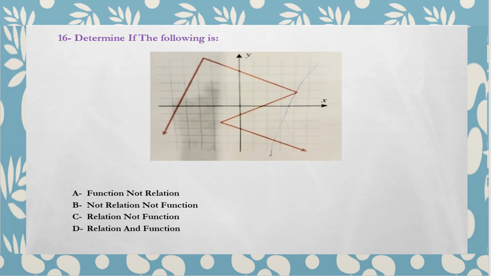Example 16, determine if the following graph is a function or not. Again, we will use the vertical line test, which intersects the graph like this. And in this test, we found that the vertical line intersects the graph in 3 points, as you see here. So this is not a function, because if the vertical line intersects the graph in only one point, this would be a function. But if it intersects the graph in more than one point, this wouldn't be a function. So this graph is a relation but not a function, and the correct answer is C.